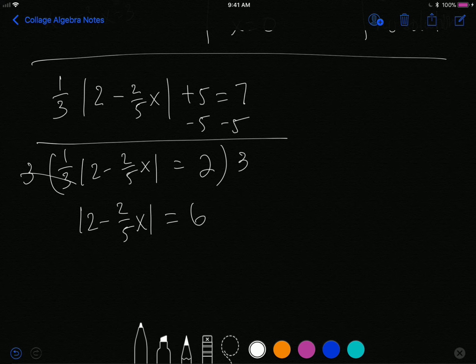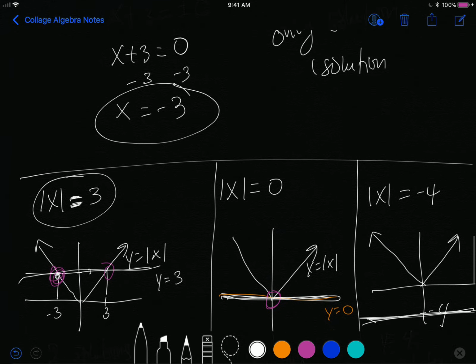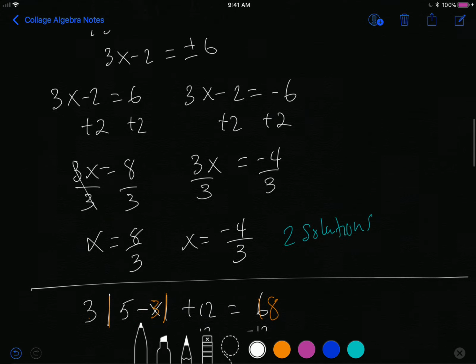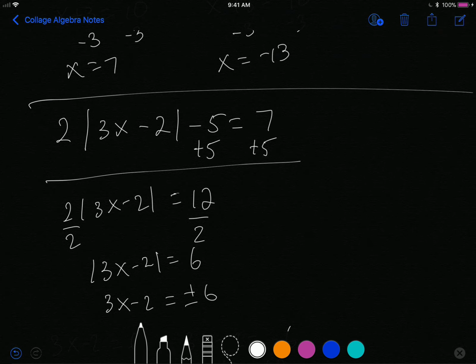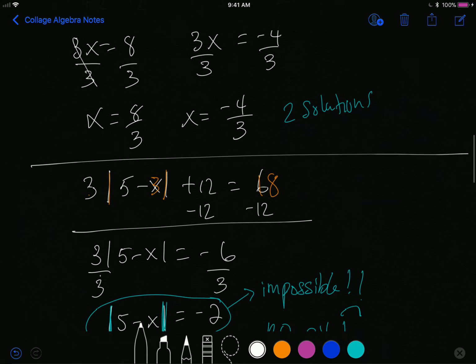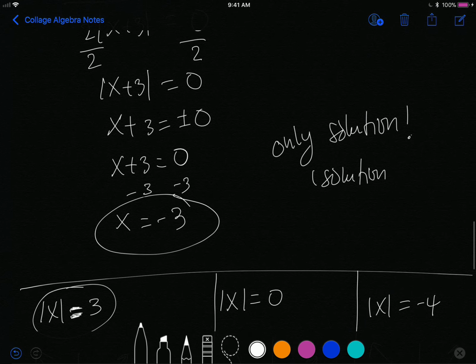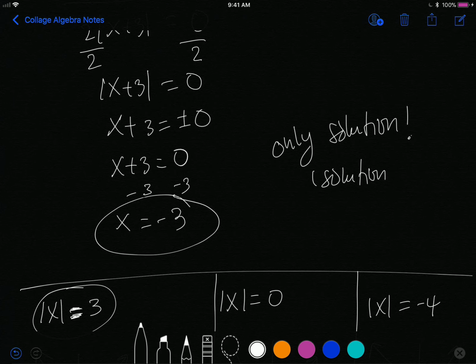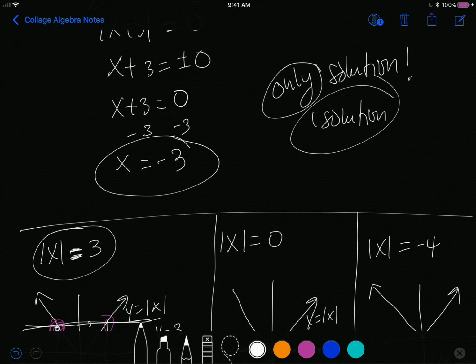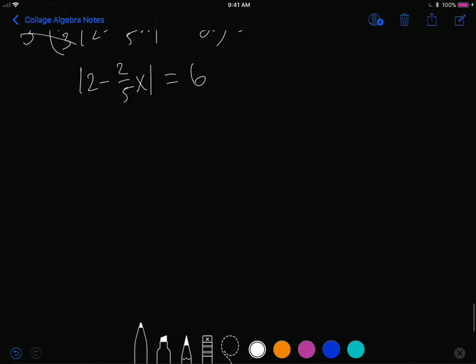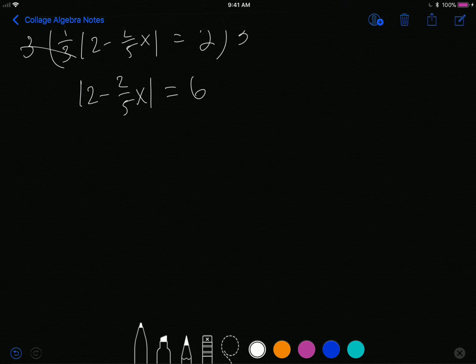Again, the reason why we isolate the absolute value is because it tells us something about our answer. If we isolate the absolute value and we get a regular number, we will get two answers. If we isolate the absolute value and we get a negative number, we get no solutions. If after isolating the absolute value we get 0, we get one solution. And so that's why we try to get the absolute value by itself first. We're going to have two answers right here.